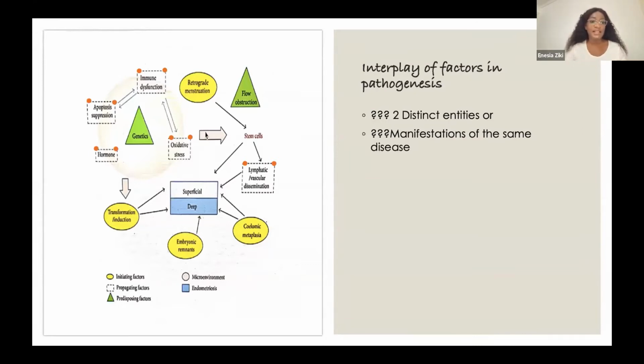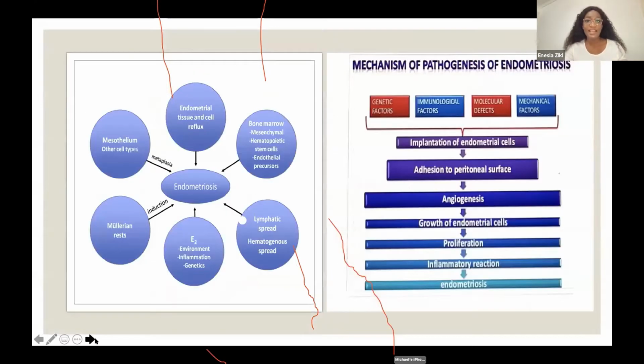And the arrows are then showing how the disease is interlinked between the factors that I have just described. So this is just another diagram. It's the same information really, showing that there are various factors at play in this disease.